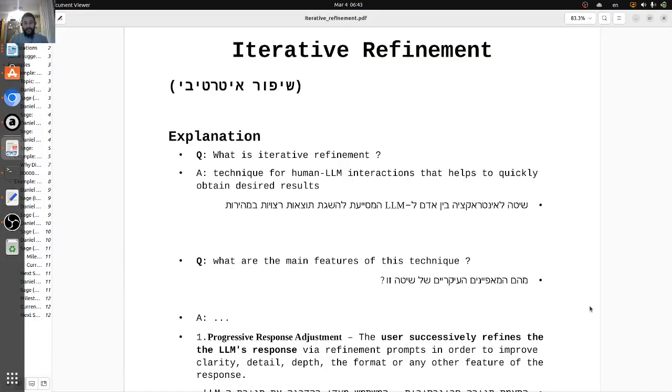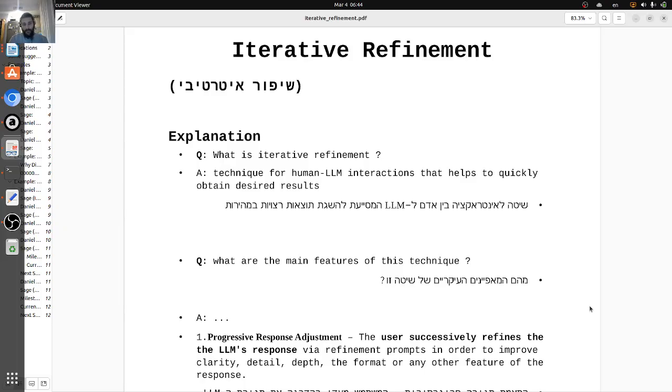Well, as we have finished discussing single response refinement, we are ready to move on to the main topic of this tutorial, which is the iterative refinement technique. So, what is the main idea behind this technique? It is very simple. This technique is basically about successive application of single response refinement.